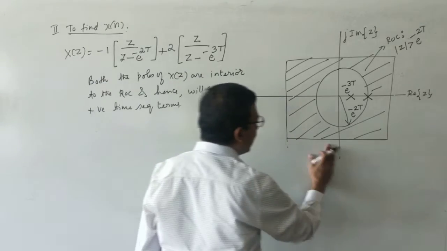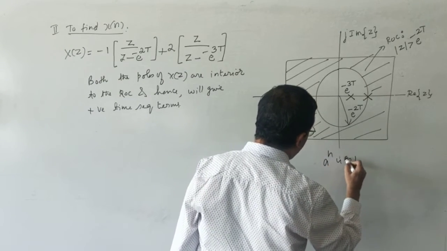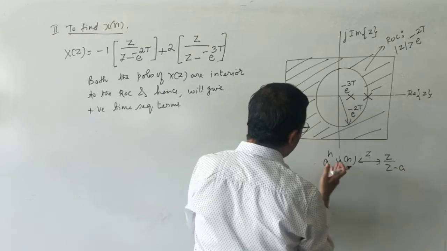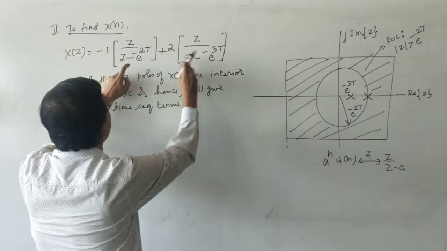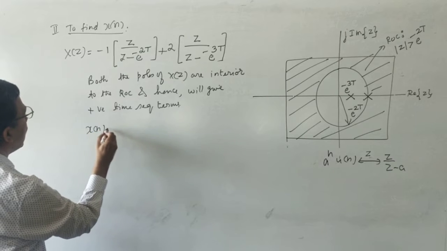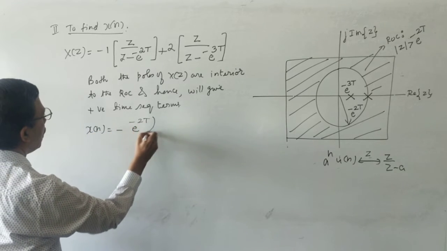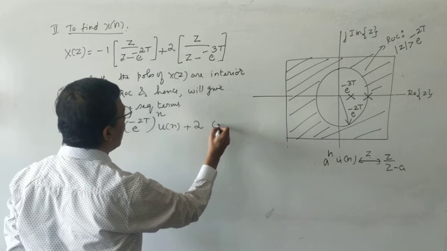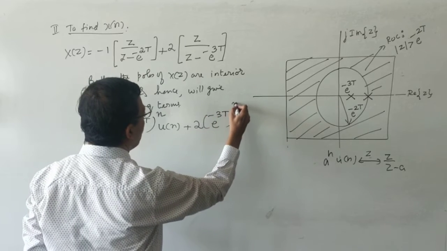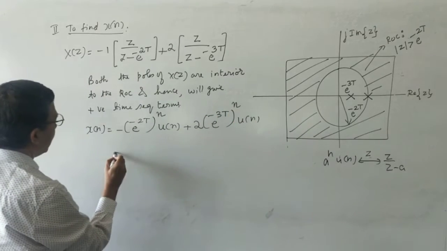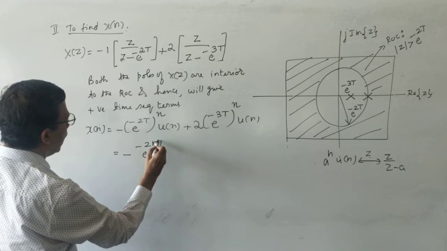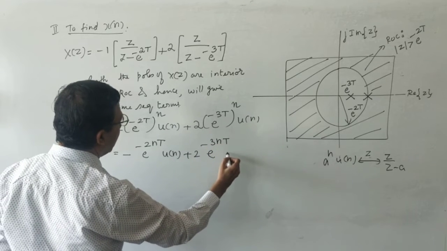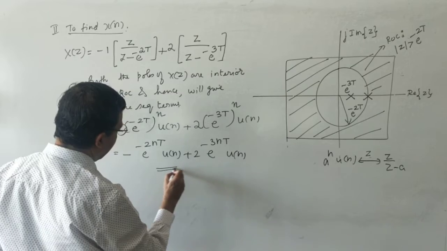Recall that a^n u(n) has a Z transform z/(z - a). This relation I am going to apply to these two quantities. So x(n) = -(e^(-2T))^n u(n) + 2(e^(-3T))^n u(n). The answer is -e^(-2nT) u(n) + 2e^(-3nT) u(n). This is the answer.